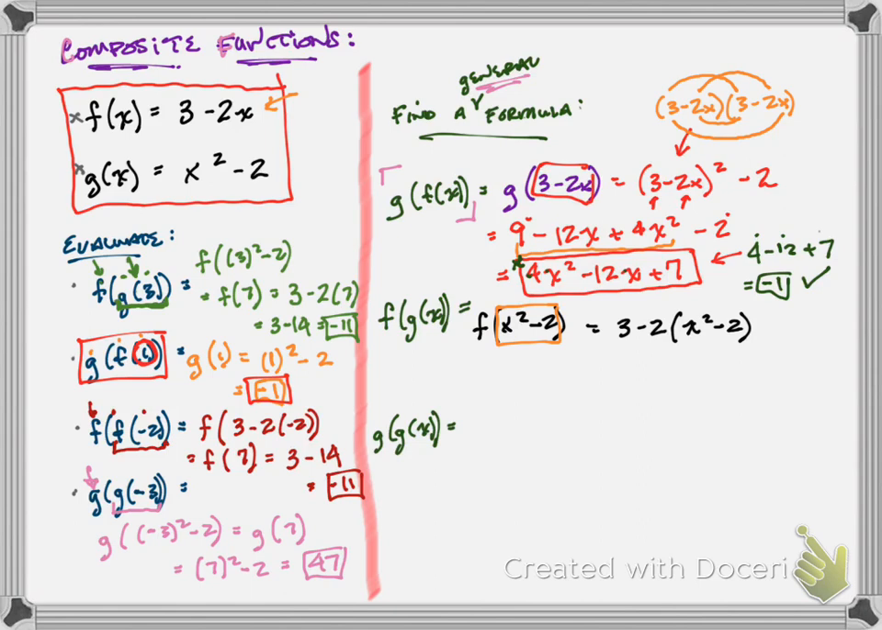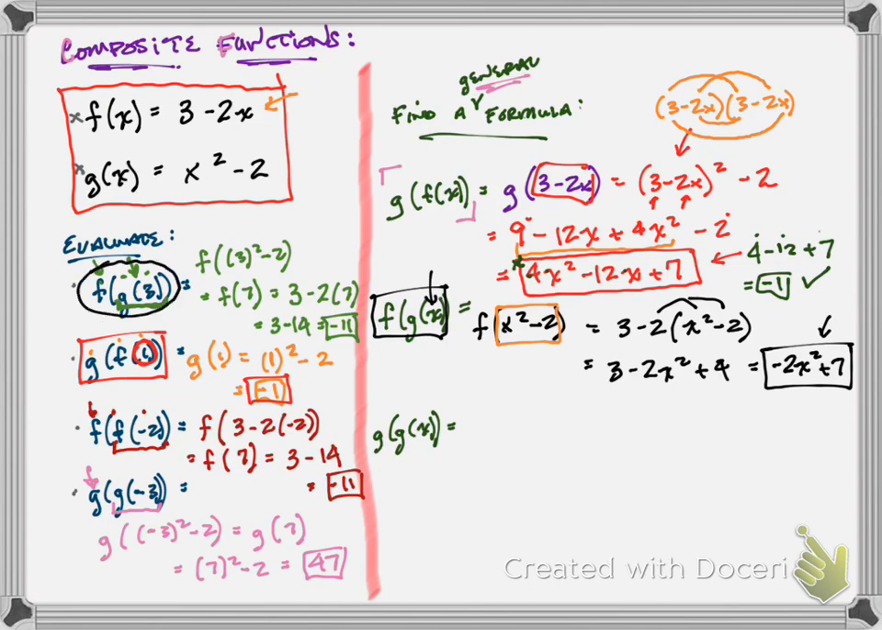Of course, I would expect you to expand and simplify. And so I distribute my negative 2. I get 3 minus 2x squared plus 4, which is negative 2x squared plus 7. There is a simplified version of f of g of x. Again, you should be able to put any x value into this formula and get f of g of x. We could check. We composed f of g of 3, and we got negative 11. So let's put 3 back into this function here, and let's see if we get negative 11 out.